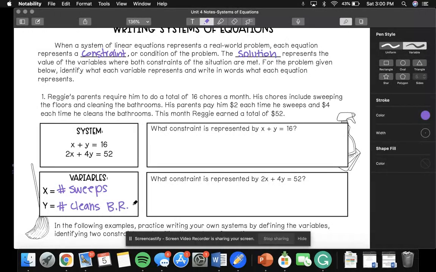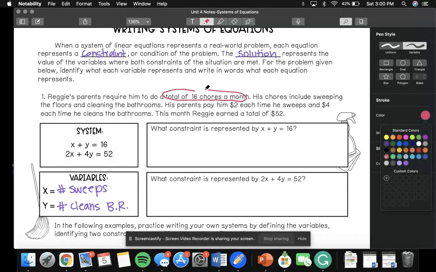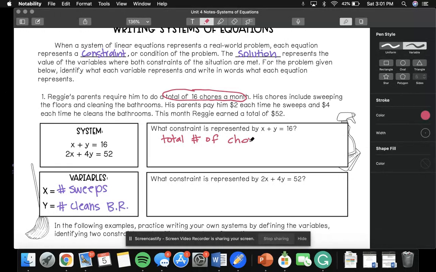Okay. Then it says, what constraint or what condition is being represented by x plus y equaling 16? So after I figure out what my variables represent, I just like to read it. The number of times he sweeps plus the number of times he cleans the bathroom is equal to 16. And if you see right here, it says he does a total of 16 chores a month. So this equation represents the total number of chores that he does. Okay, so he does 16 chores a month, and that includes a combination of sweeping and cleaning the bathroom.